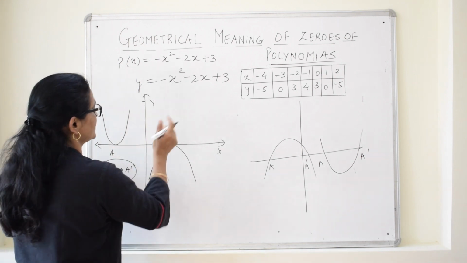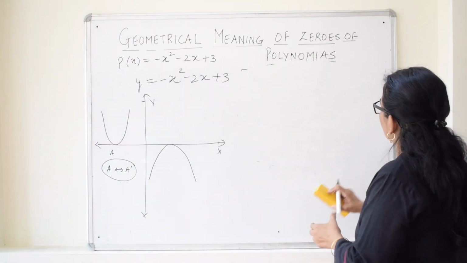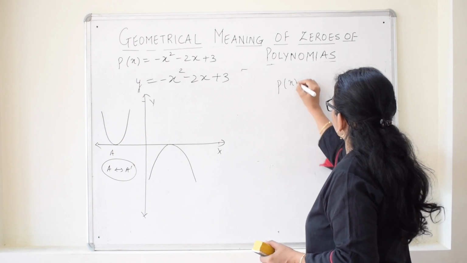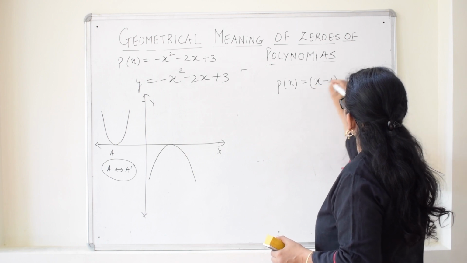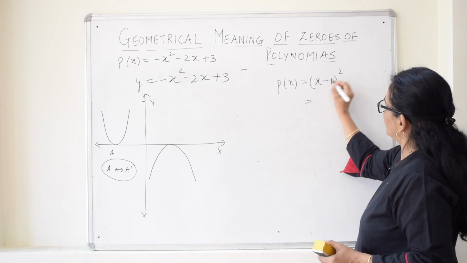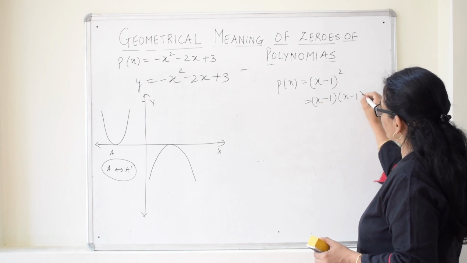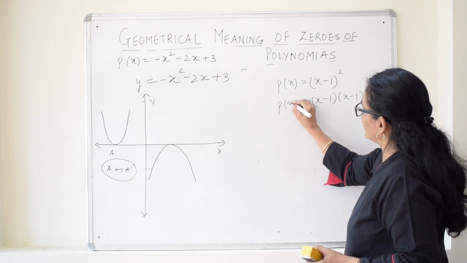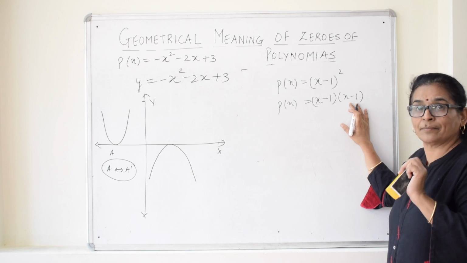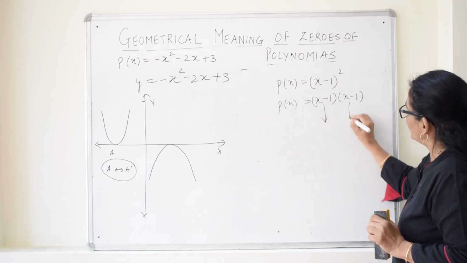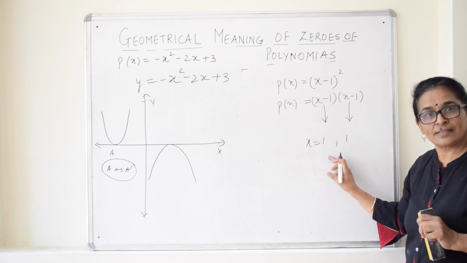Now, same zero means, for example, I'll give you p of x is equal to x minus 1 the whole square, and its expansion will be x minus 1 into x minus 1, isn't it? It means that there are two factors and both the factors are same. In this case, the value of x is 1 and 1. It means the same value.